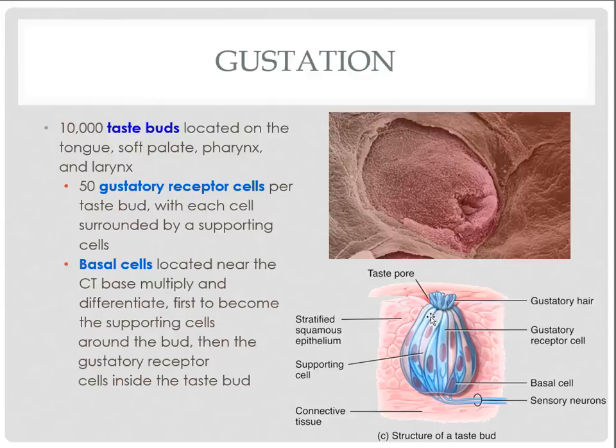You can see the supporting cells, again, for these particular epithelial cells. And then you can see the basal cells that will differentiate into gustatory receptor cells, or the supporting cells, if any of those cells are damaged.